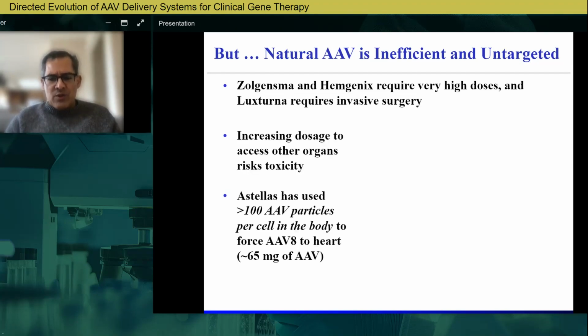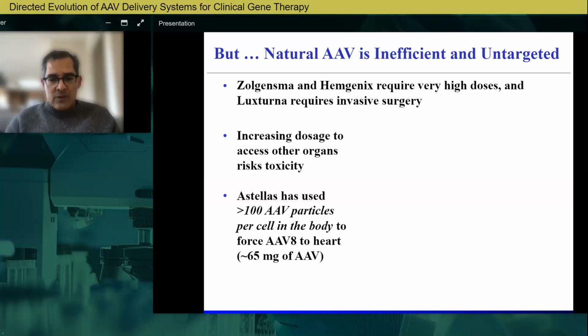There have been treatments in which investigators have tried to compensate for the low delivery efficiency by really dramatically increasing the dosage. And then you run into a problem that while AAV is a relatively stealthy and non-immunogenic virus, if you increase the dose high enough, the immune system begins to take notice.